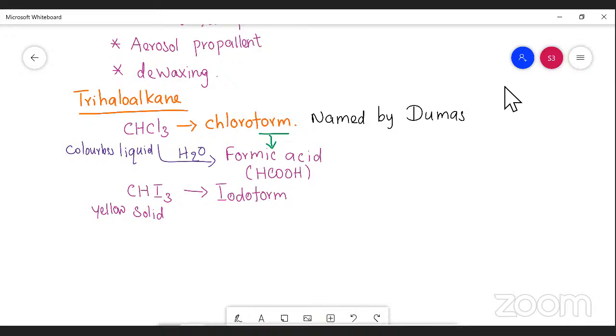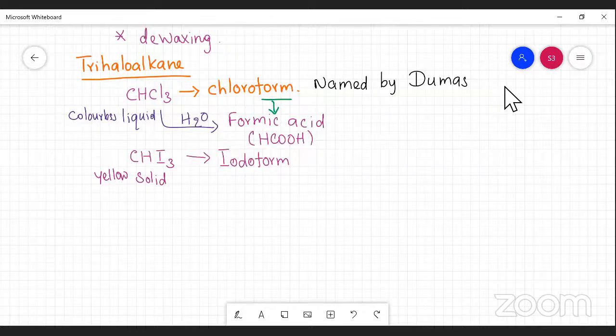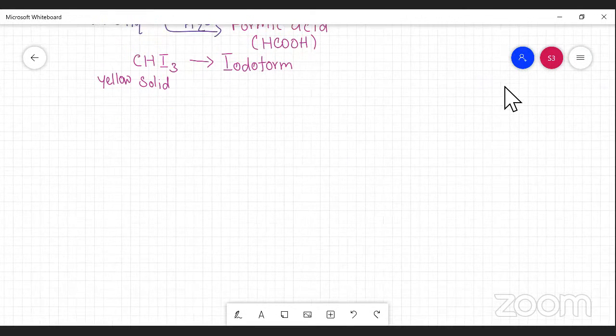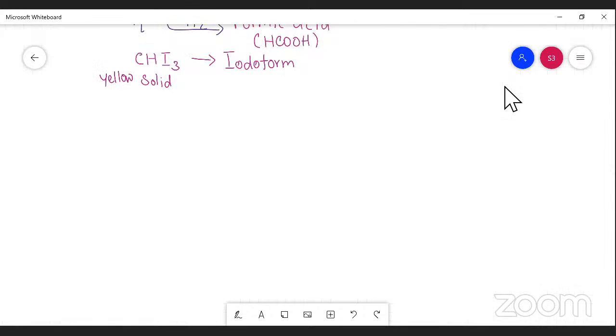Now, how will you get chloroform and iodoform? It is by the reaction known as haloform reaction. If chlorine is substituted three times, it is chloroform. Iodine three times, it is iodoform. Bromine three times, CHBr3, it is bromoform. There is no fluoroform, it is not easily formed. Most common are chloroform and iodoform, which are most stable.